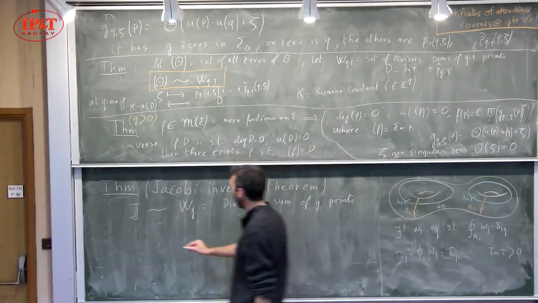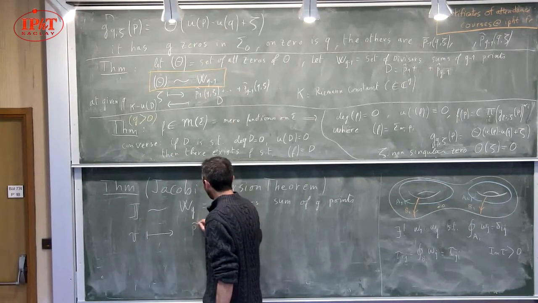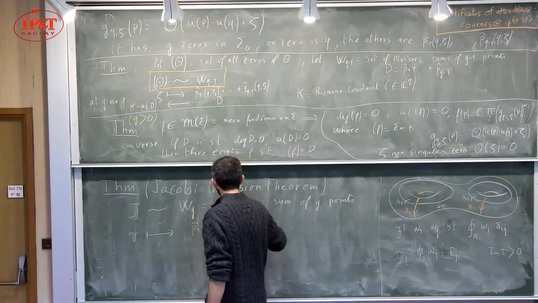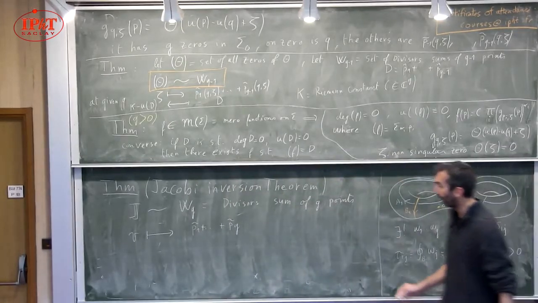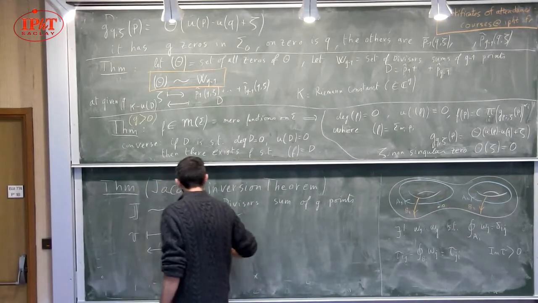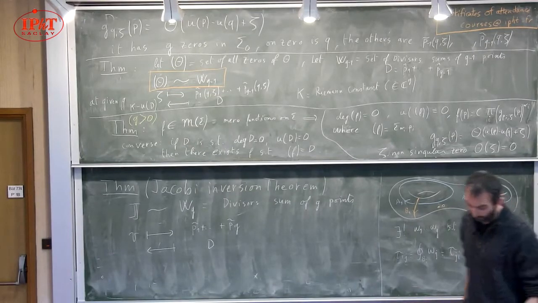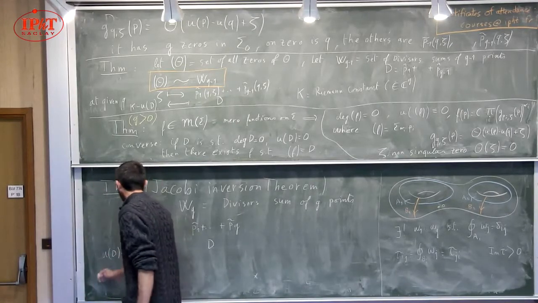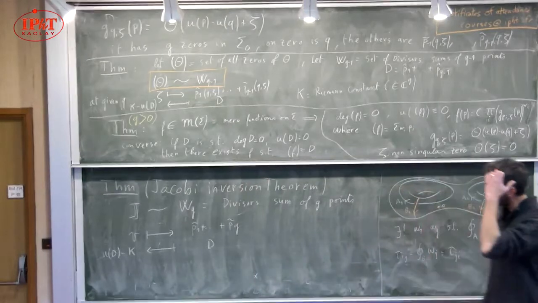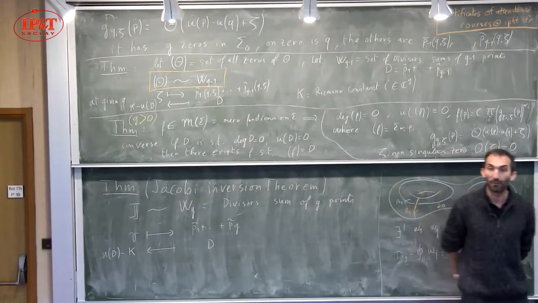So the map is the following. Basically it will map that to, let's call them, P tilde 1 plus P tilde G. And the inverse map is simply U of D minus K. So whenever you have a sum of G points, you take the Abel map of this divisor and subtract K, and this is the point in the Jacobian.